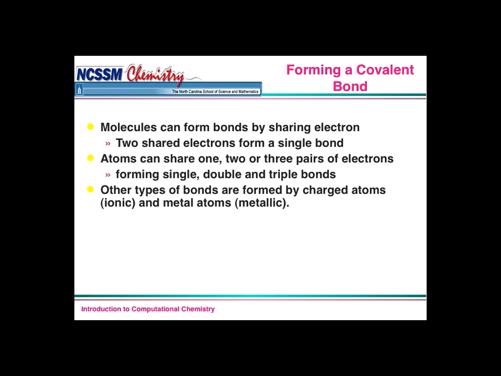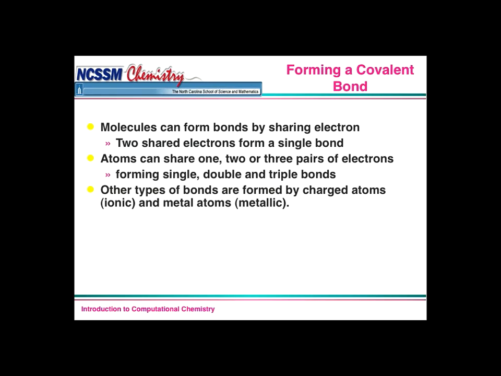Okay, you need to understand that molecules can form bonds by sharing electrons. Two shared electrons form a single bond. So anytime you see two atoms connected together with a line or a stick, in your head you have to understand that that stick represents two electrons. A single bond is going to have a pair of electrons, a double bond is going to have two pairs of electrons, a triple bond is going to have three pairs of electrons.